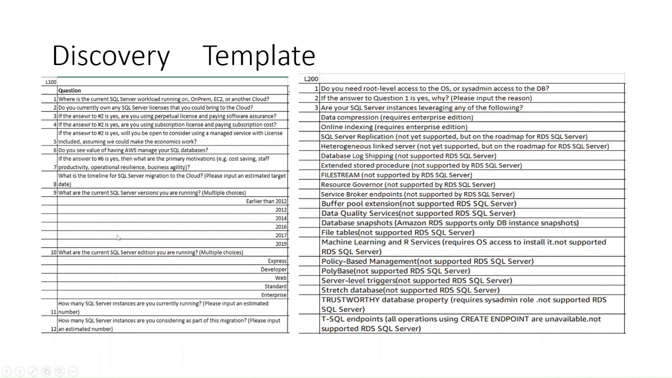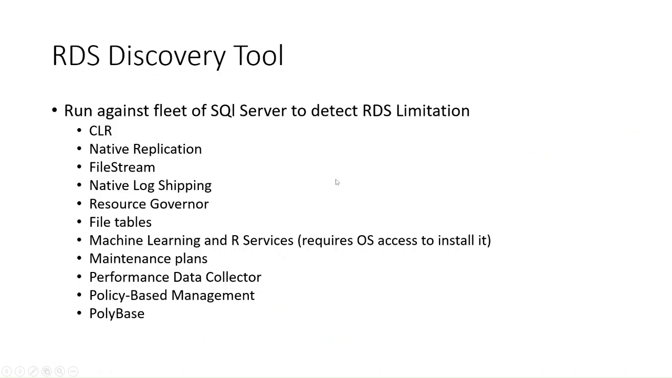Typically, before the tool, when we looked into migrations, there would be a template that we'd use to collect the information: versions, editions, and all the different features that you see on your right side. Those are the potential blockers for RDS. That was manual, and the RDS discovery came in to automate that piece. It will highlight all those features and show them as yes or no, whether each was detected on your workloads or not.